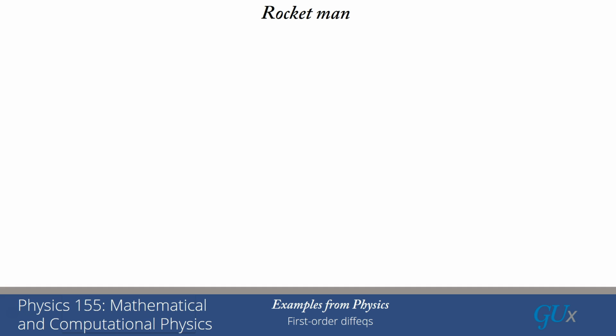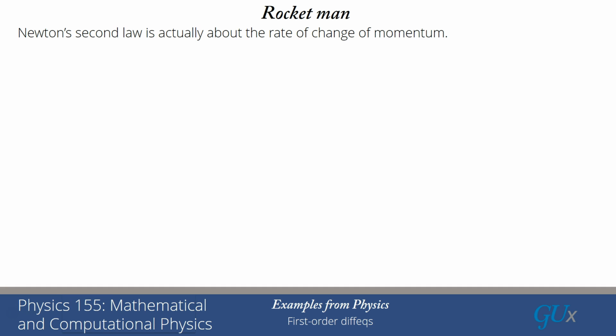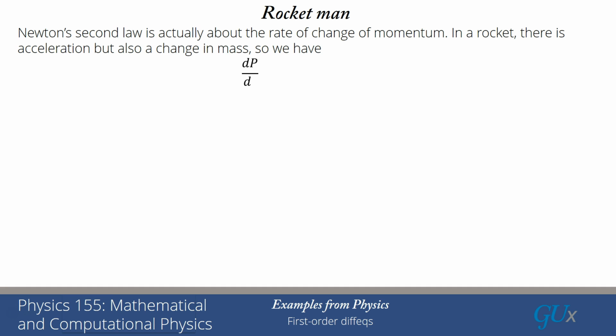We're going to talk about rockets. Now, Newton's second law, you've been told this, but sometimes it's hard to remember, is actually about the rate of change of momentum. It's not mass times acceleration, it's the rate of change of momentum. Now, in a rocket, there is acceleration, of course, but there's also a change in the mass. So the derivative of the momentum with respect to time is m dv/dt, that's just mass times acceleration, plus dm/dt times v, that's the change in mass times the velocity.